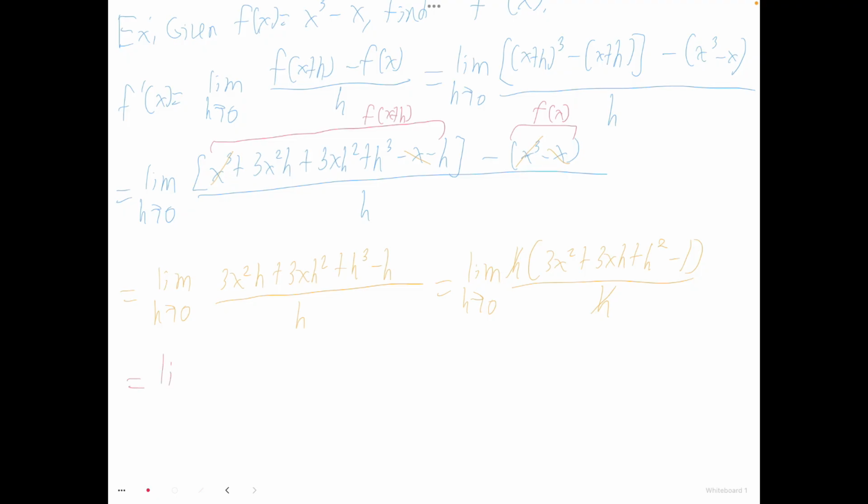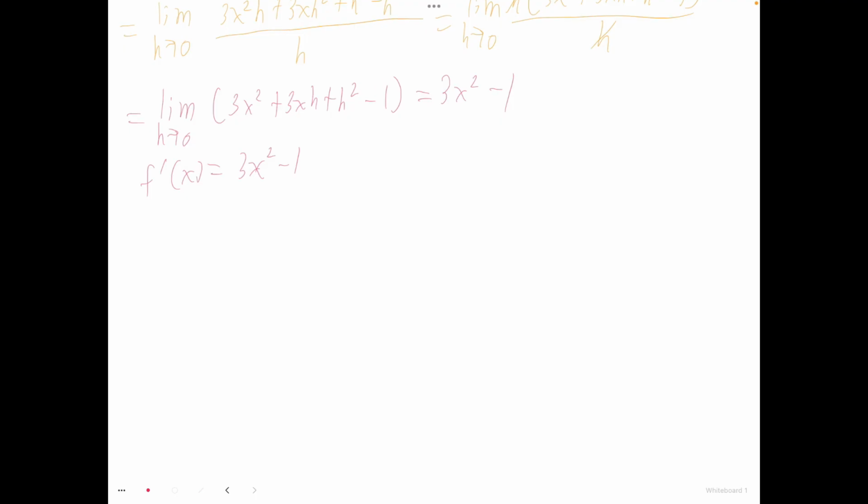and we're left with the limit as h goes to 0 of 3x squared plus 3xh plus h squared minus 1, which then equals 3x squared minus 1. And so that then is our derivative. The derivative of f is 3x squared minus 1.